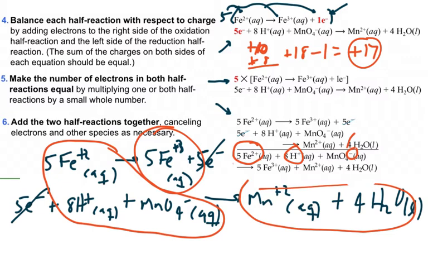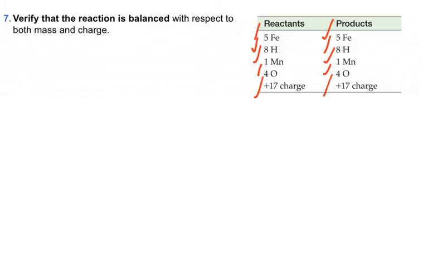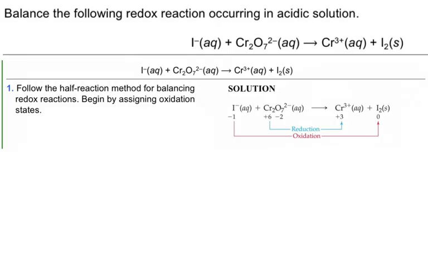Well, let's see. Here, you got to multiply 5 times 3. And I'll do that down here. That's 15. Plus 2 more positives. That's 17. And water's neutral. So both sides have a plus 17 charge. Okay? Let's take a look at another example.